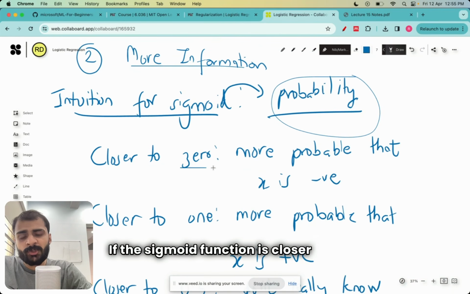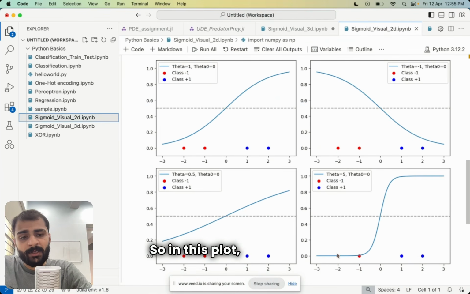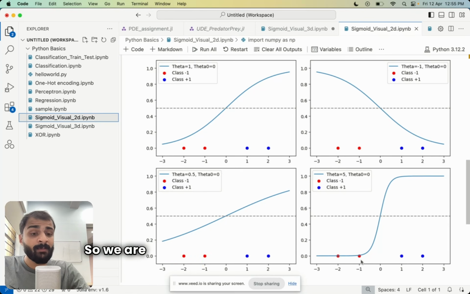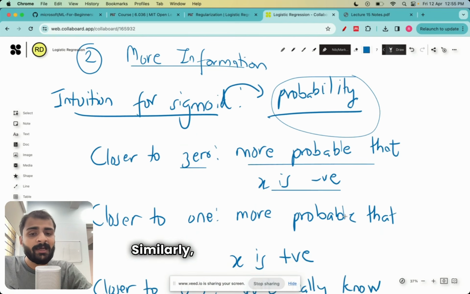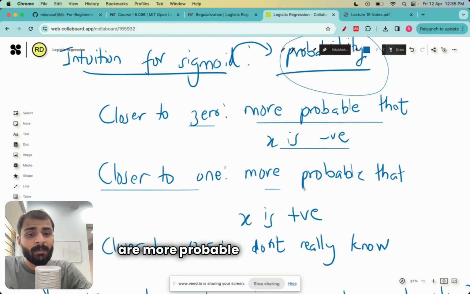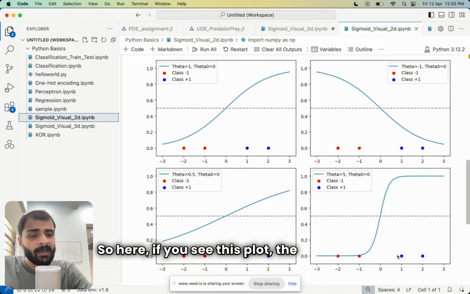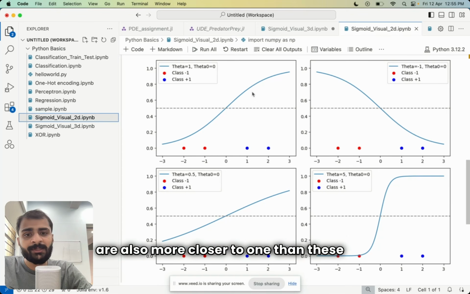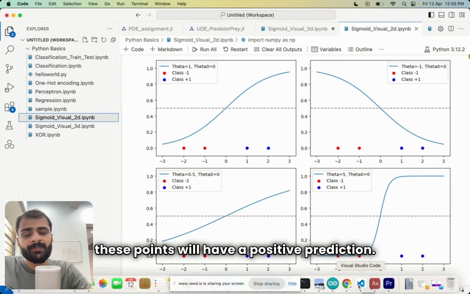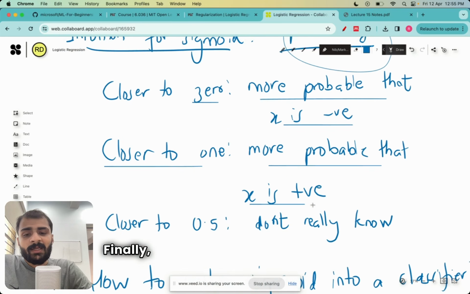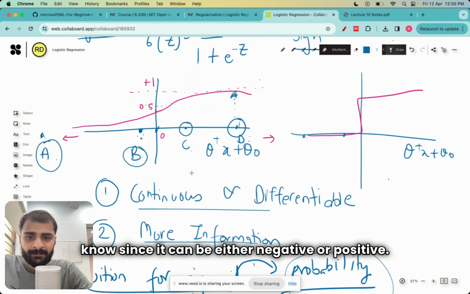If the sigmoid function is closer to 0, it is more probable that x is negative. So in this plot, the sigmoid function is closer to 0. So we are more certain in this plot that these red points are negative than in these other two plots. Similarly, if it's closer to 1, we are more certain that x is positive. So here, the blue points are also closer to 1 than in these two. So we know with more probability that these points will have a positive prediction. Finally, if it's closer to 0.5, we don't really know, since it can be either negative or positive.